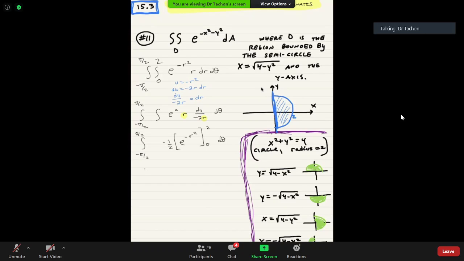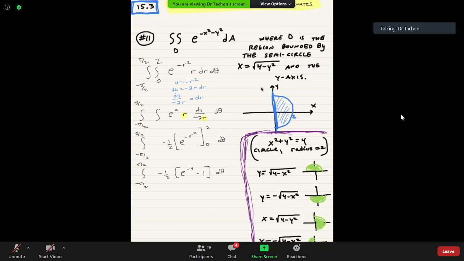So, all right, negative pi over 2 to pi over 2. Okay, that's hanging out there. All right, negative 1/2 here. Integrate, plug in the upper bound, so you have e to the negative 4. Plug in the lower bound, you have e to the 0. Anything to the 0 power is 1, okay? And then integrate that with respect to theta. That's a number, okay? So that's just a number.